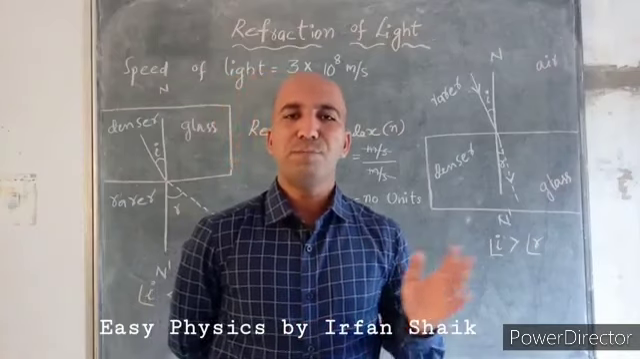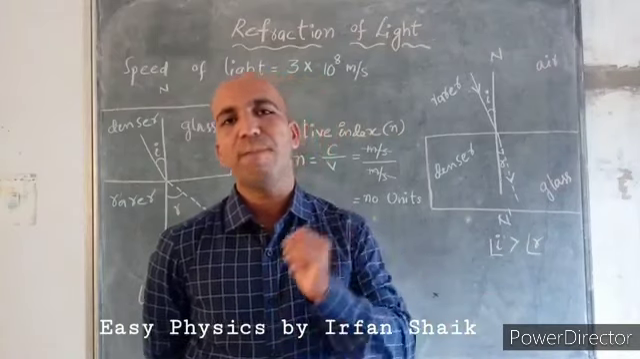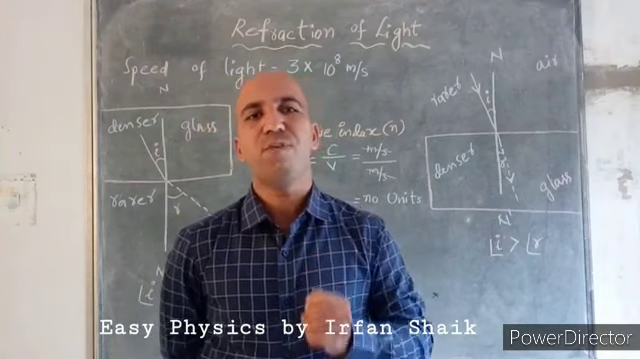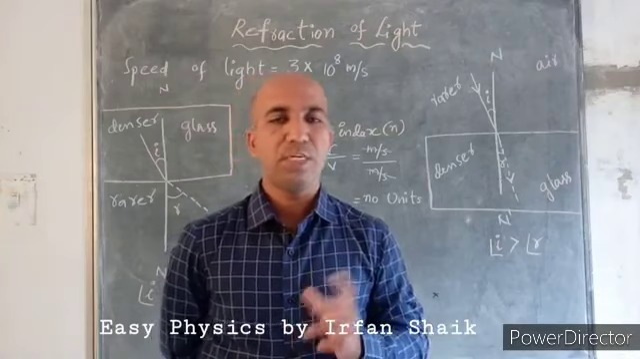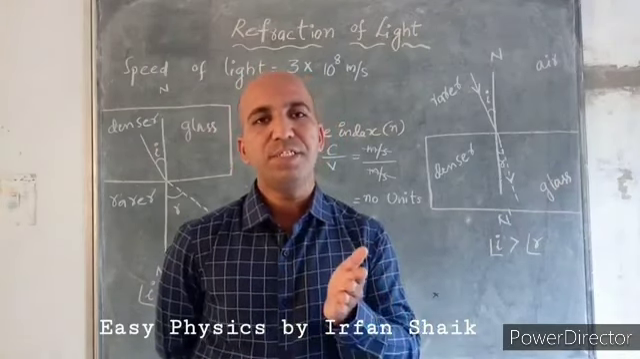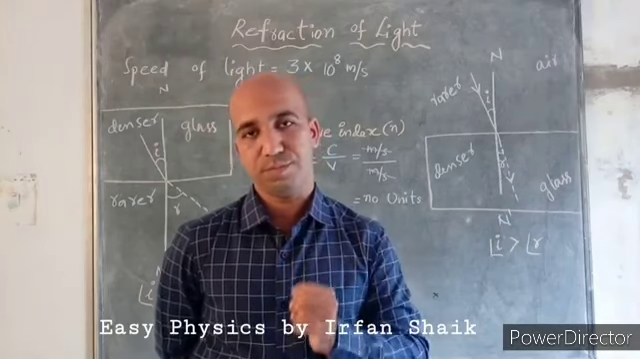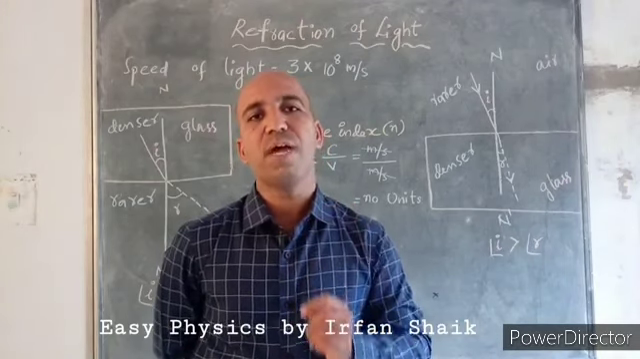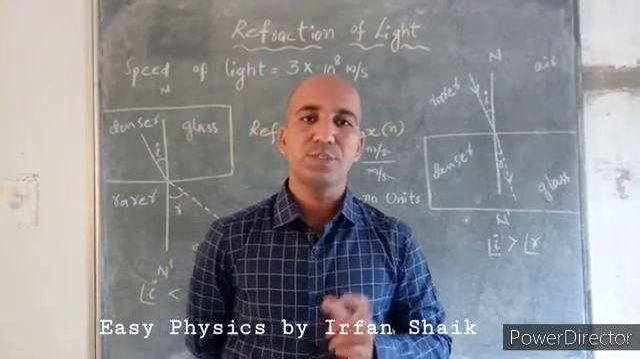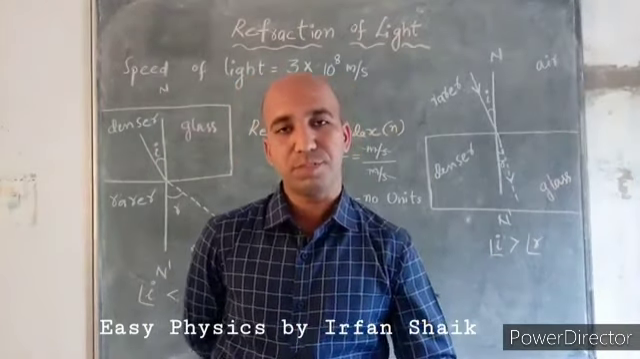When it travels from one medium to another medium, what happens? When the medium changes, the speed of light changes. That's why the light bends. That means it changes its direction. This quality of light is called refraction. Let us try to understand this quality with some examples.